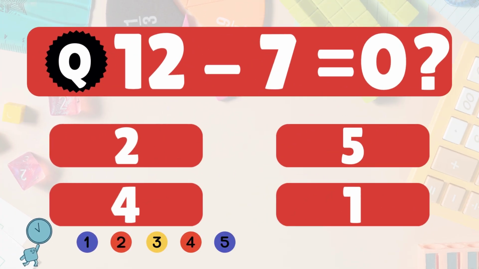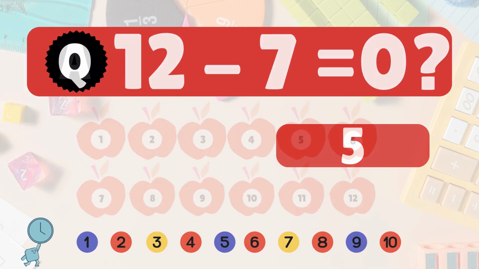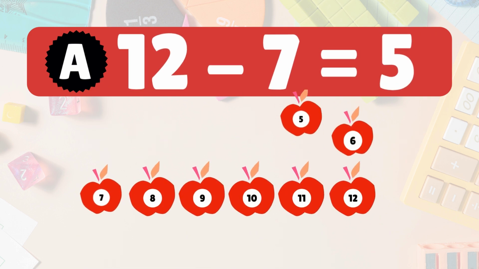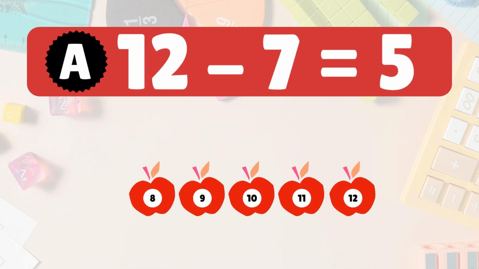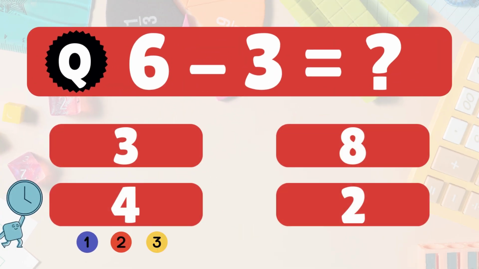Think, think, think. Take away 7 apples. 1, 2, 3, 4, 5, 6, 7. How many are left? 1, 2, 3, 4, 5. So 12 minus 7 is 5. You're doing awesome. Let's try a bigger one. Next, 6 minus 3 equals what?